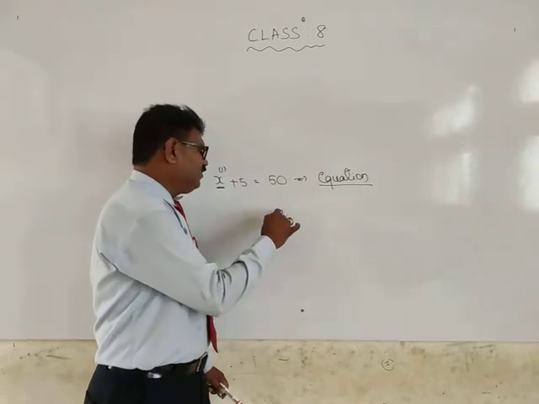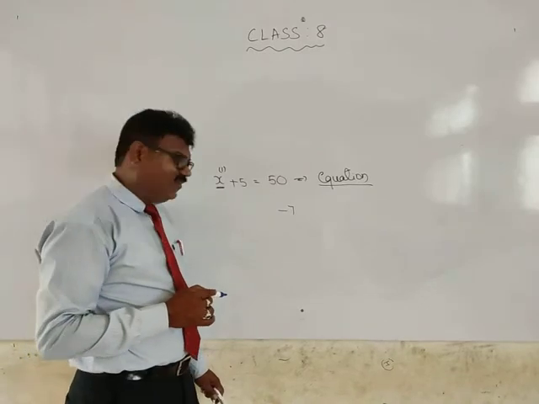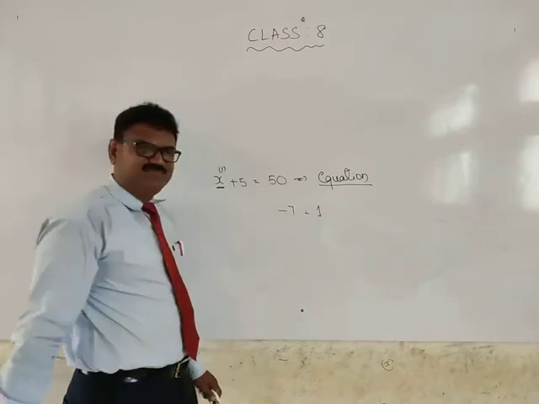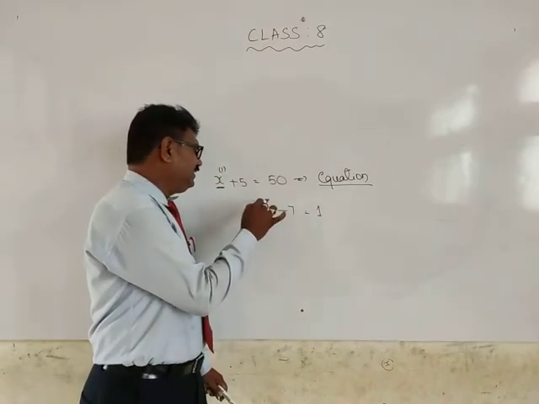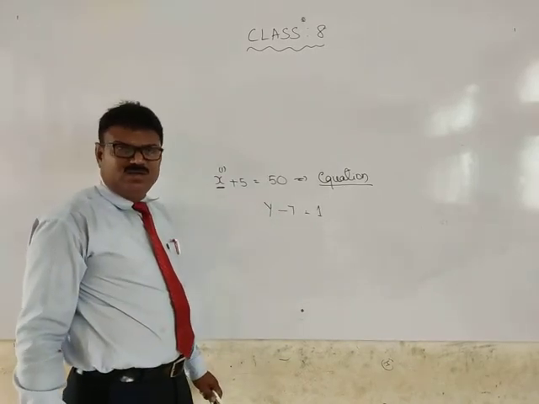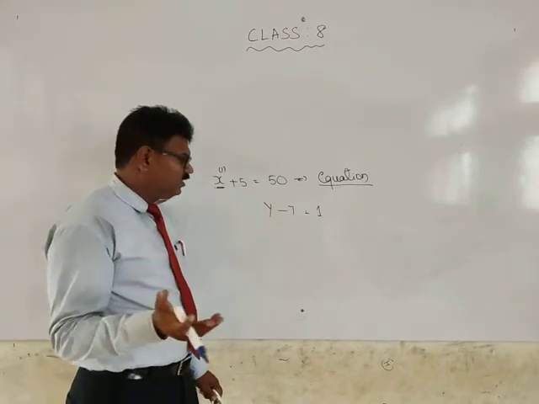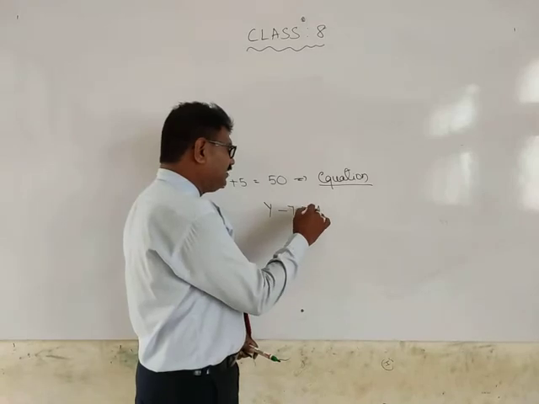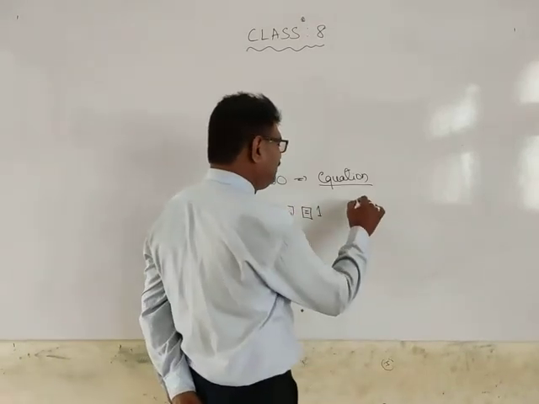Before 7 years. Before means what? Minus. Before 7 years, you were in first standard. For example, here anything you write, Y. Y is a variable. Here I am taking Y as the student, any student. Now see, this equal sign is known as the magic sign.